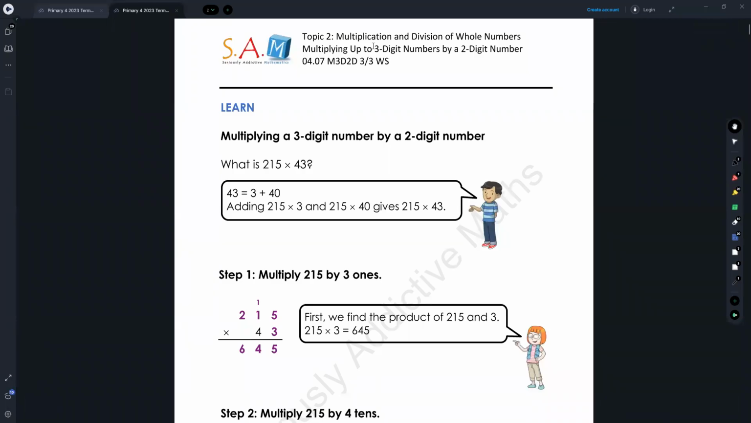Hello teachers, this is the instructional guide for Primary 4, Term 1, Week 7. And this week we're going to focus on multiplying up to 3-digit numbers by a 2-digit number.